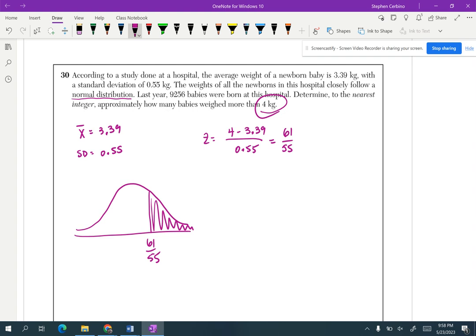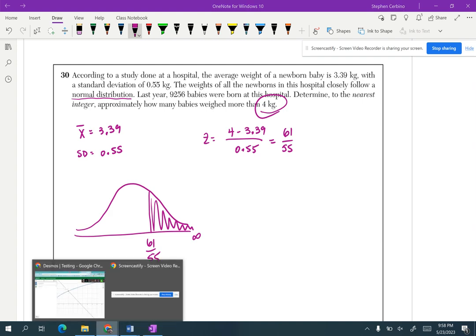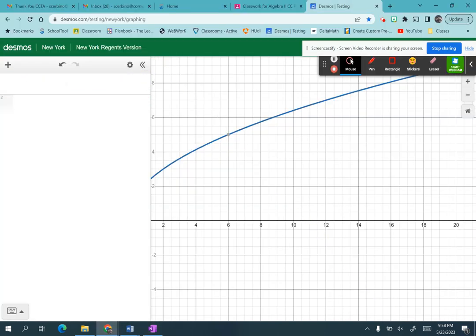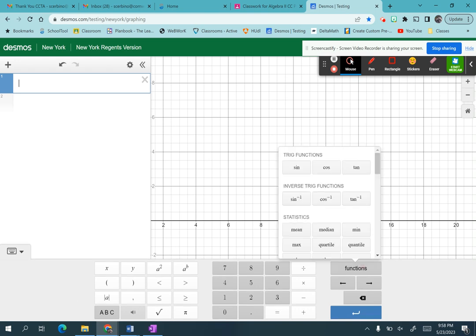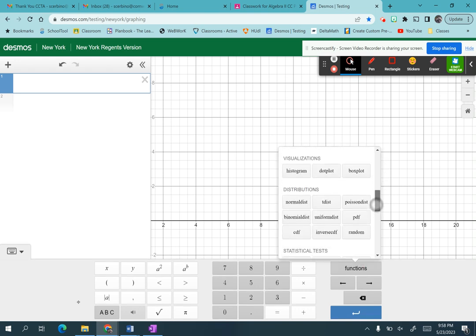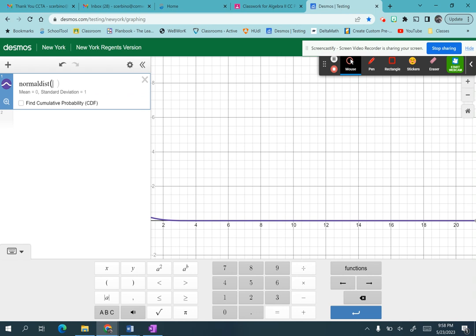So we're going from 61 over 55 all the way up to infinity on our calculator. When we go into our calculator, we'll clear all this junk in here. We'll go to our distributions. Here it is. We'll hit find cumulative probability because that's what we're finding. And we're going to type in 61 over 55 as our lower number so that our maximum number is infinity.